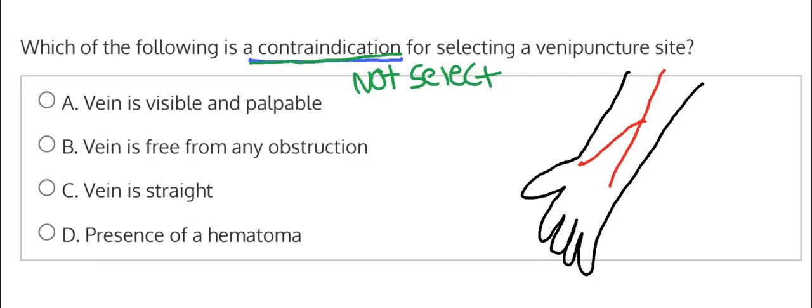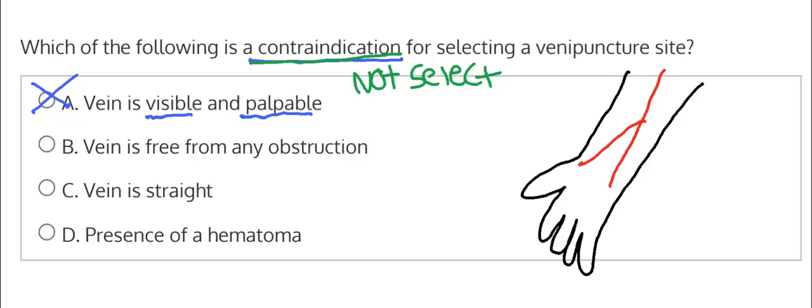So option A says vein is visible and palpable, and that would actually be a good indication for picking a certain vein. You might not always have that option, but when you do, it's very helpful if you could see and feel the vein, because you won't have to try and go much deeper or go in a difficult spot to get the vein. Those would be your easier points to pick. So we could eliminate that because that is not a contraindication. That would be an indication.